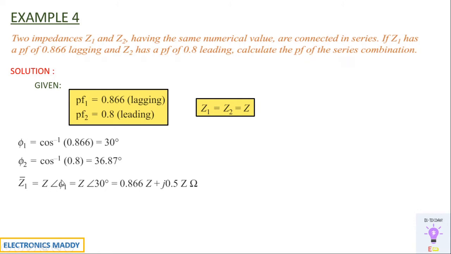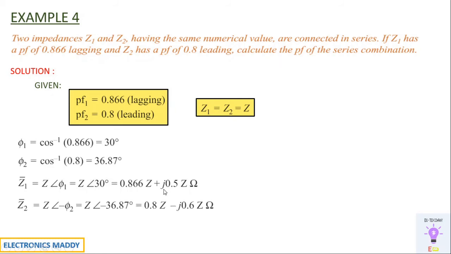Z1 is nothing but Z at an angle of phi 1. I don't know the value of Z, so I'll represent it as Z itself, at 30 degrees with respect to phi 1. Now convert them into rectangular form. How do you do that? 1 at an angle of 30, if you write it and convert it into rectangular, you will get this value. So I've represented Z in both the real part and the imaginary part.